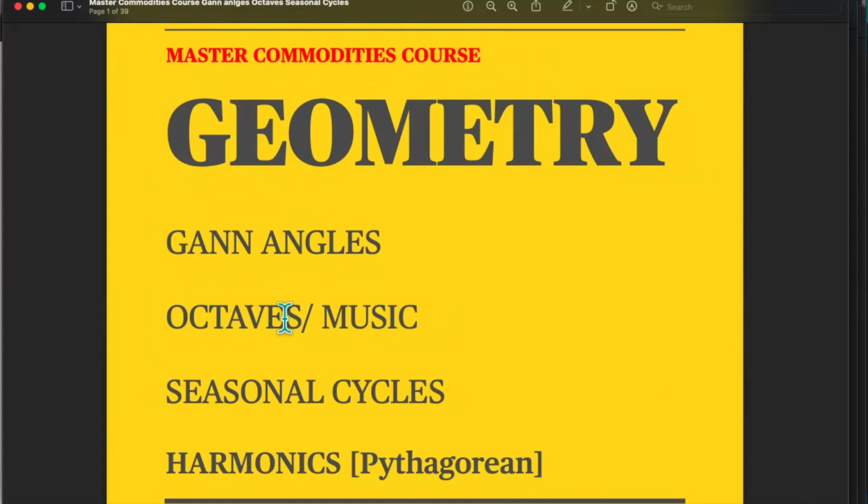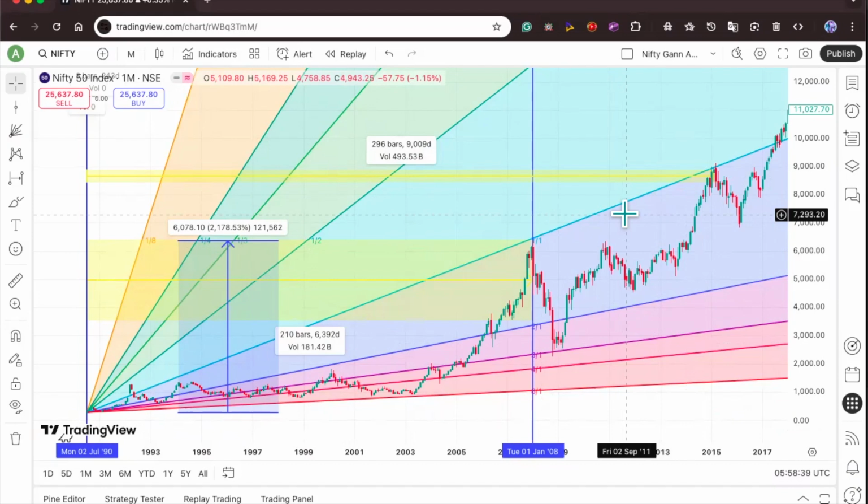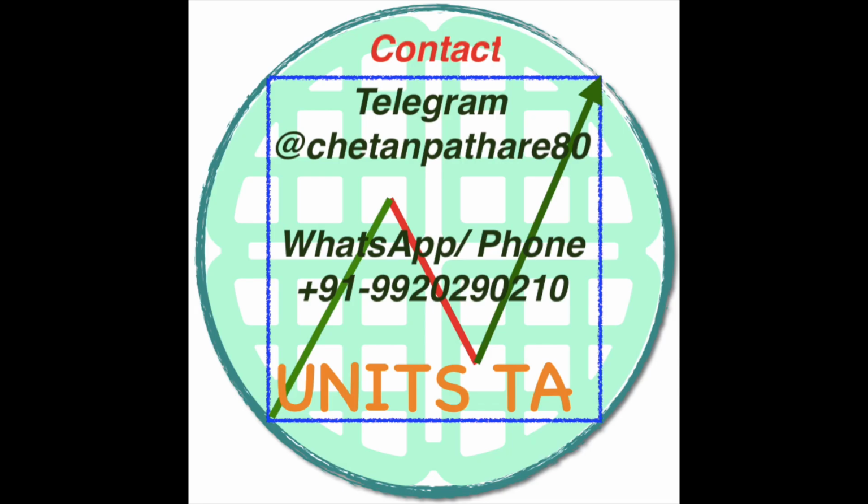We'll go to the next part, which is octaves, because octaves is again a bit difficult. After that, seasonal cycles is there, and the most difficult part is the harmonics part. This is a bit confusing to understand critically, because we need to know what exactly harmonics is. So let's try to continue this further and see what things we will be able to get. Let's meet in our coming sessions and try to understand more about this part.